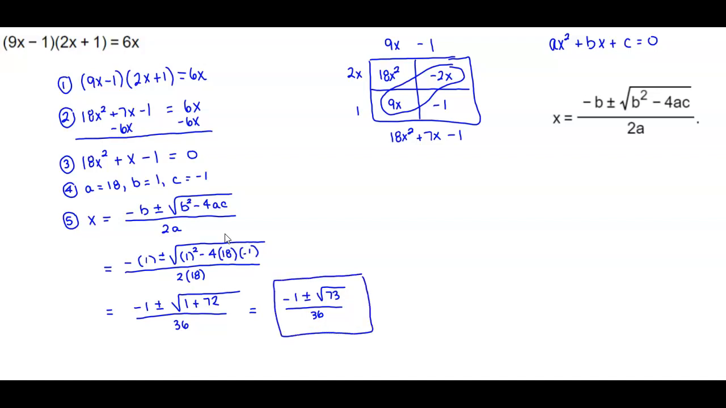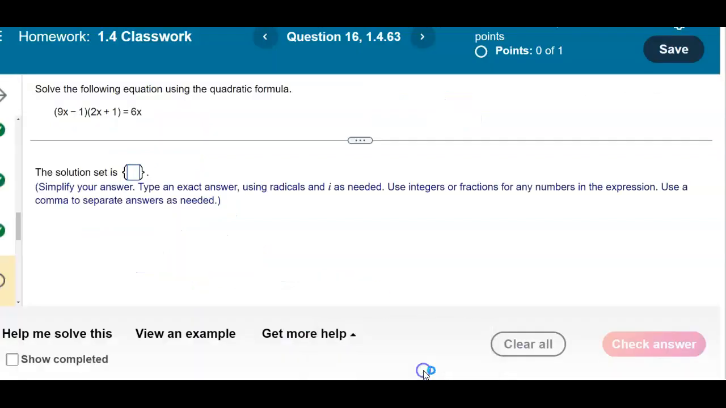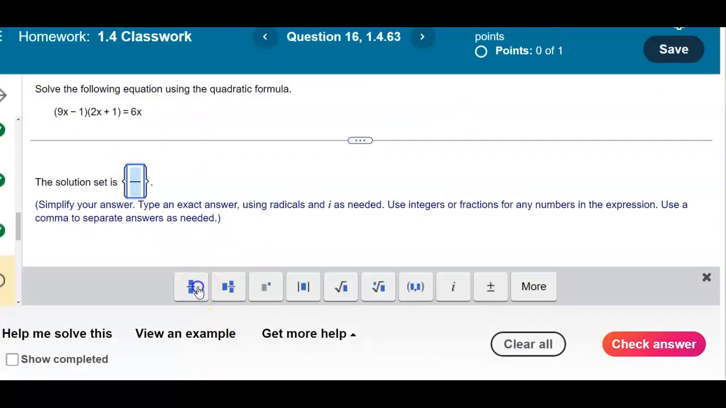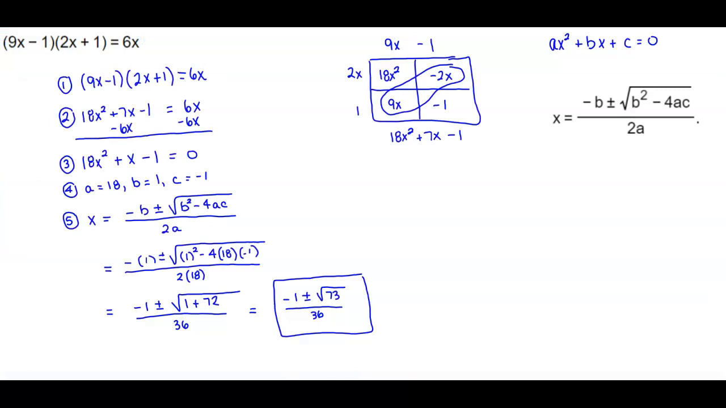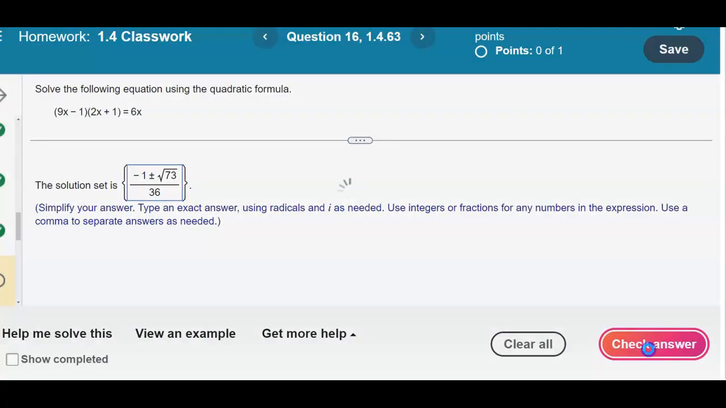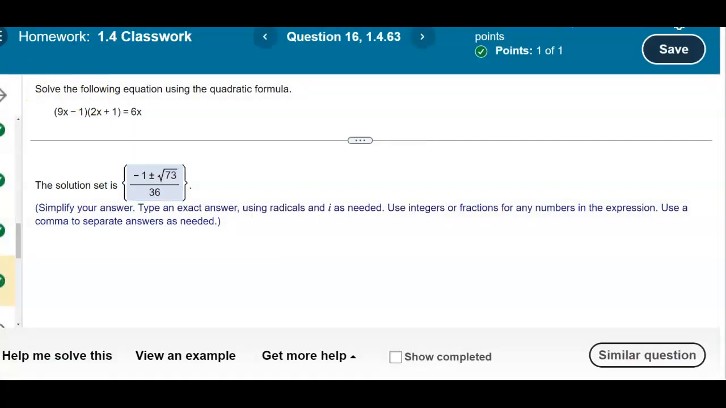And we cannot simplify it any further, so let's go ahead and check our answer. So we're going to put in our fraction. We have negative 1 plus or minus the square root of 73 divided by 36. Let's check our answer, and there is our result.